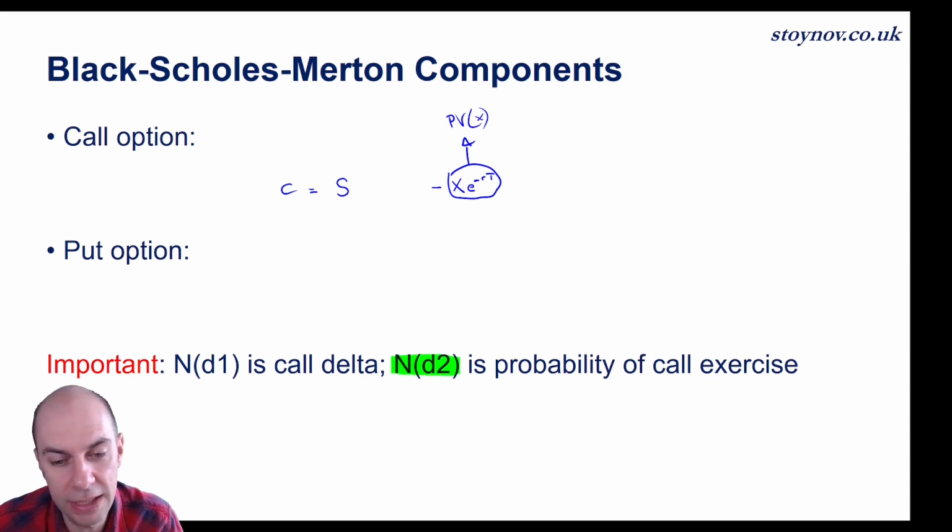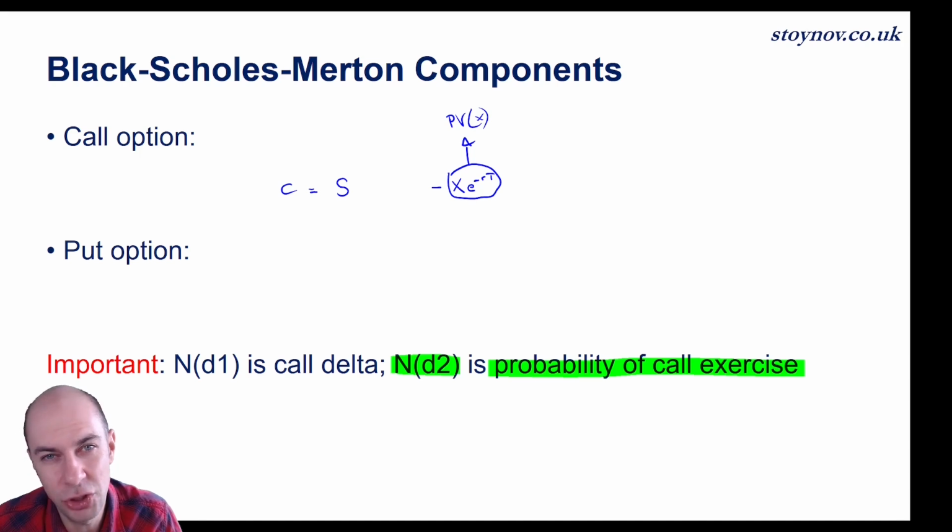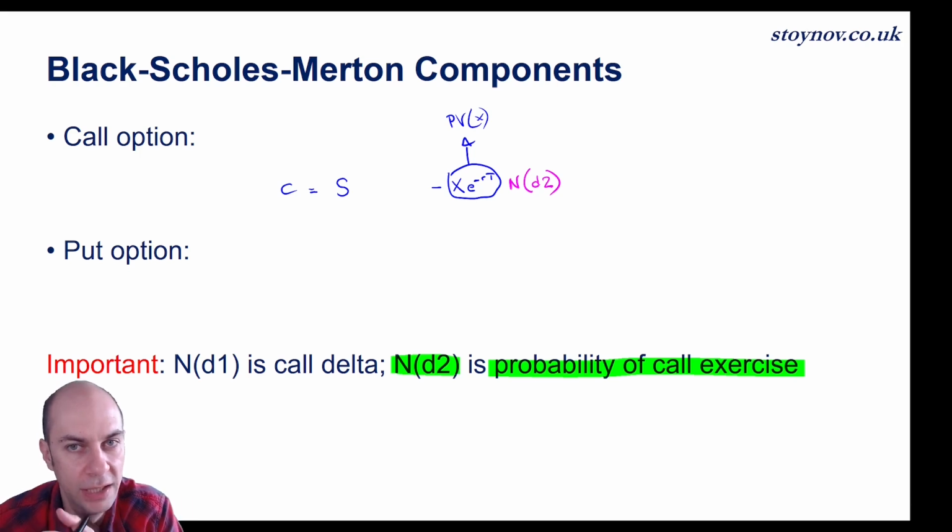And in particular, what it means is the probability of actually exercising the call option. So the way you want to think here is that, yes, you have to stash away PVX, but you only have to pay that money in the future if the call option actually gets exercised. So you're taking that pot of money and you're weighting it by the probability of exercising the option. You don't have to pay unless you exercise the option.